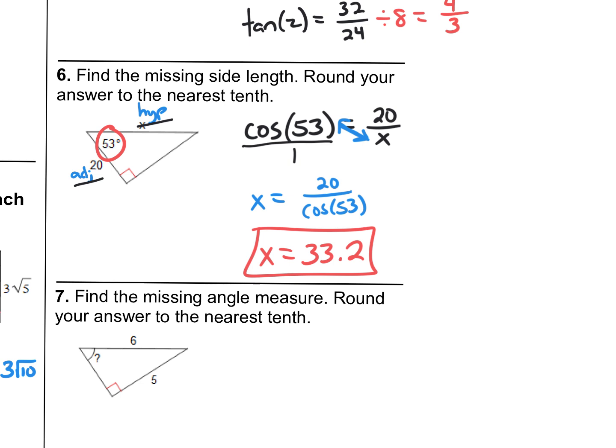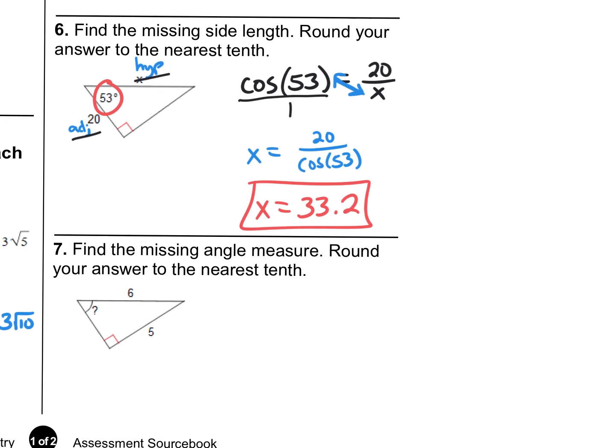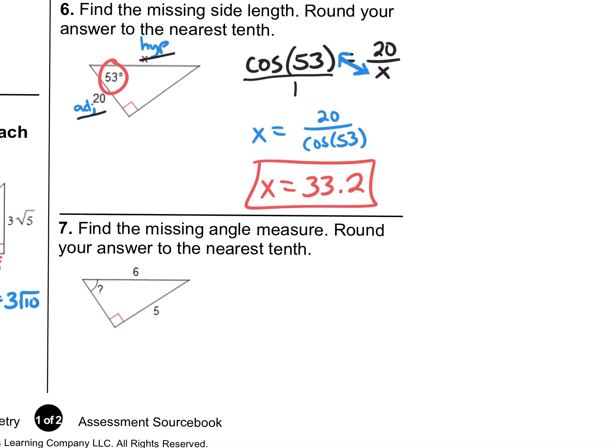Now, if you ever, throughout the whole test, get domain errors or anything, 2 things to check. Did you pick the right trig? And did you put your ratio in the correct order? Check those 2 things if you get a domain error. Capiche? All right. Number 7, same process as number 6.